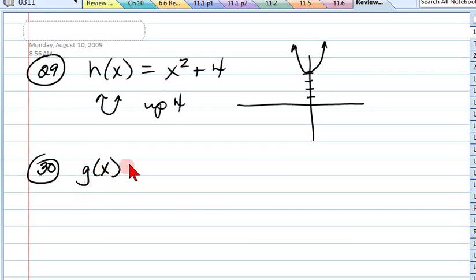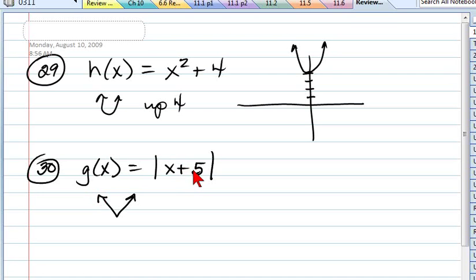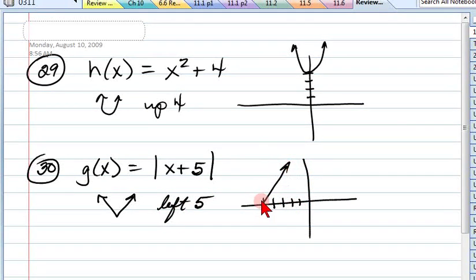I have g of x is the absolute value of x plus 5. Okay, what shape is an absolute value graph? A V. When I add 5 inside the function, inside the absolute value, it's going to go horizontal, it's going to go opposite direction of what the sign says, so it's going to go left 5. So it should look like that.